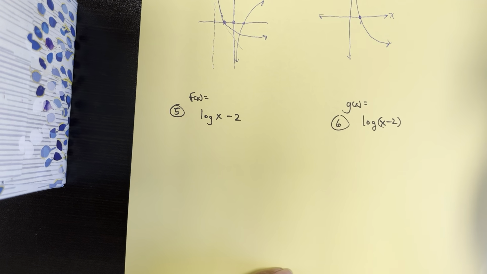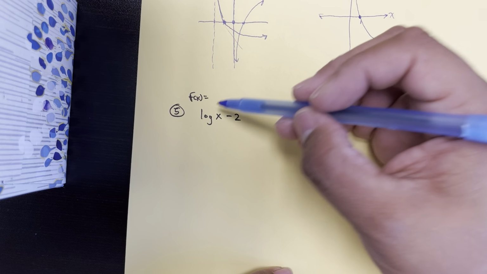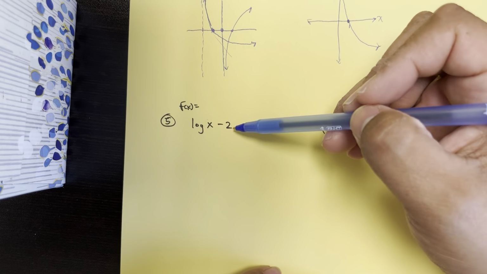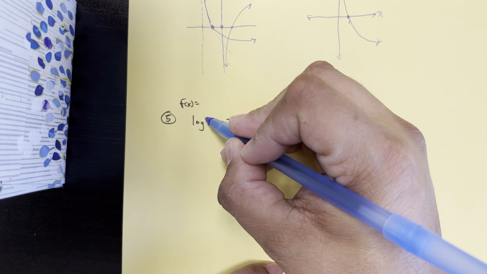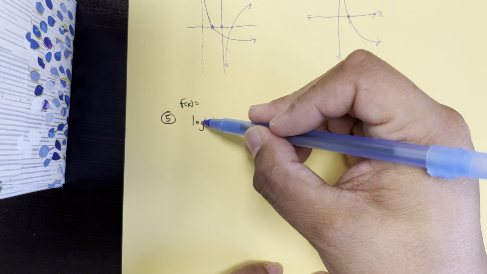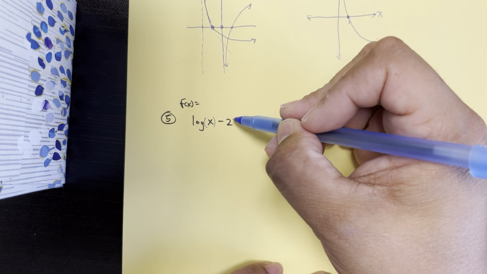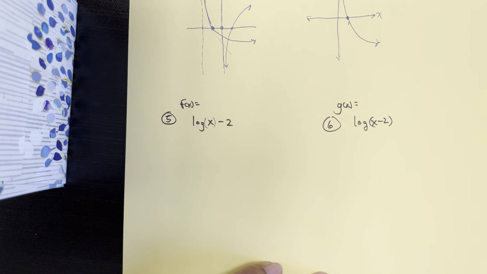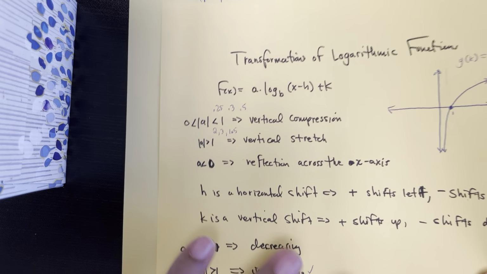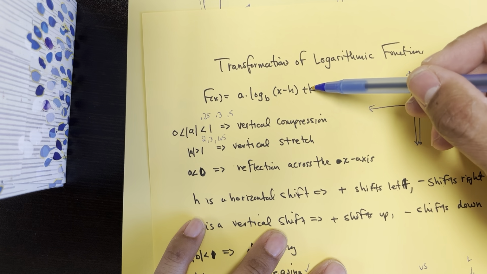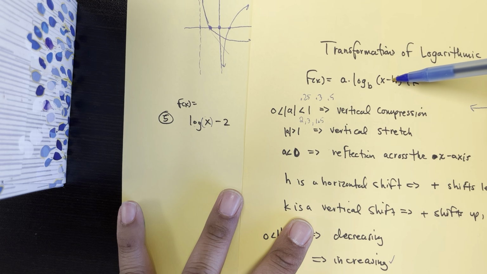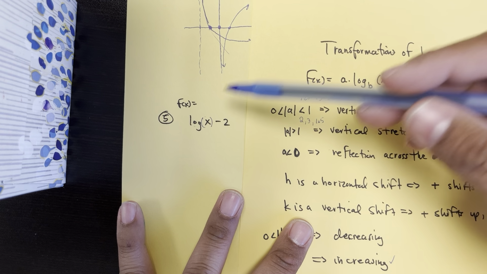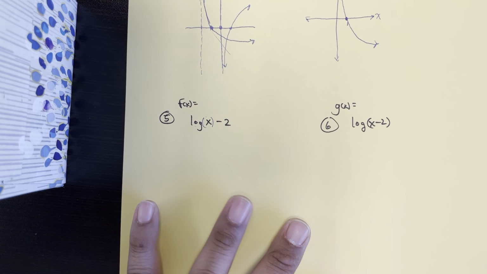Okay, this one here, this is where I want you guys to be careful. Notice how there's no parentheses around this one, just like this one here. So since there's no parentheses around both of them, we're assuming that the one closest to the log is the one that's only going to be with the log. The -2 is going to be on the outside. So if we're basing it on the transformations here, this k is the one that's going to be relating to this -2. And the x, there's no -h. Okay, so it's not moving to the left or to the right.